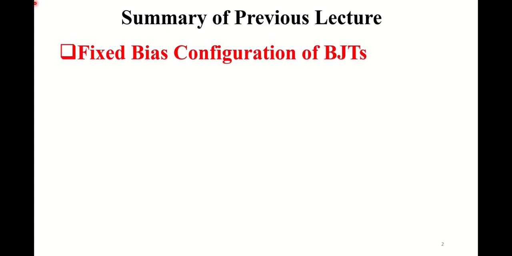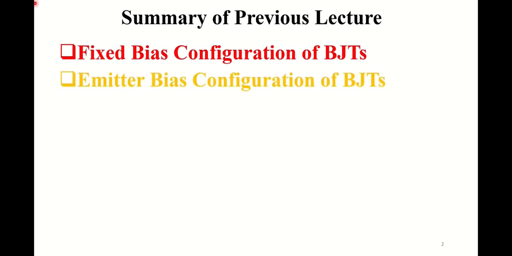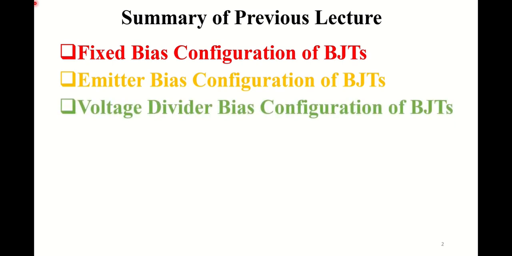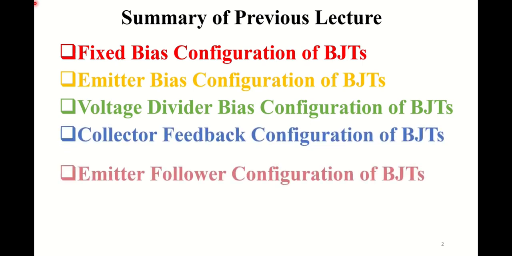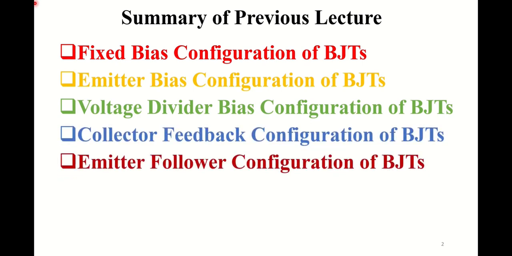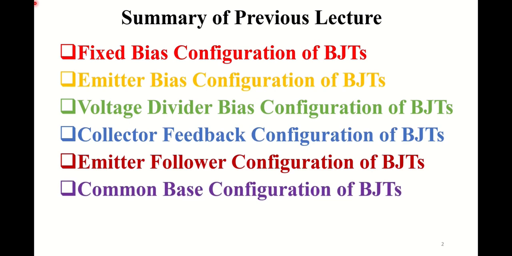The topics under discussion in our previous lectures included DC analysis of various BJT configurations, including fixed bias configuration of BJTs, emitter bias configuration of BJTs, voltage divider bias configuration, collector feedback configuration, emitter follower configuration, common base configuration, and finally we learned how to design different BJT circuits.